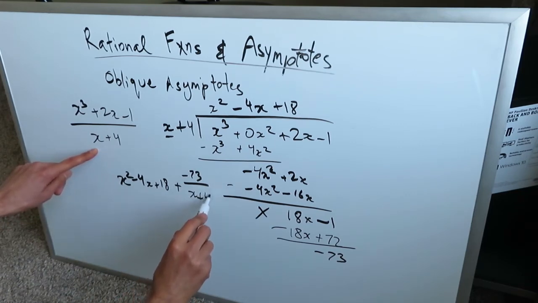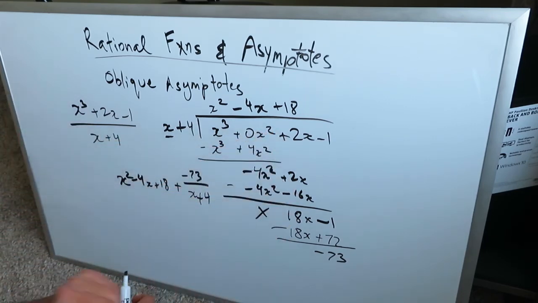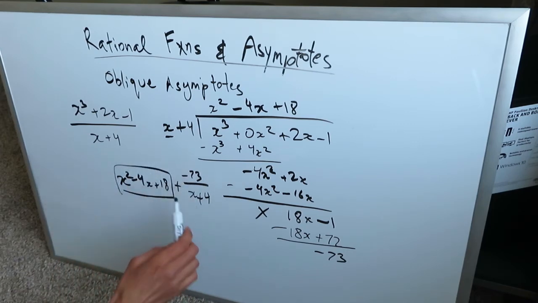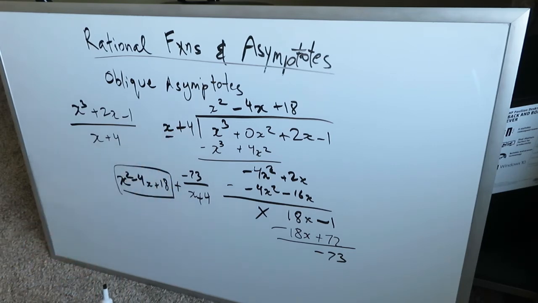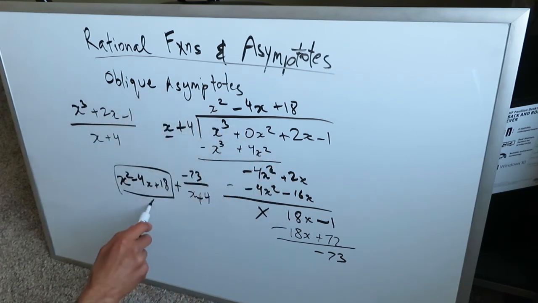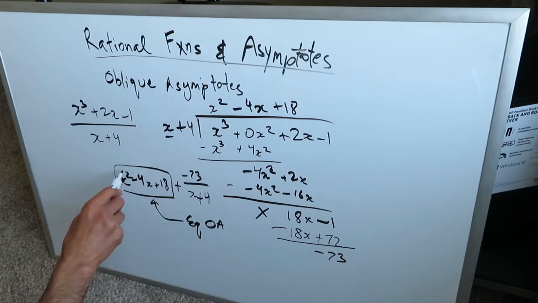x plus 4. So if you divide this polynomial, assuming I've not made any mistake over here, this right here is my answer. This part plus the remainder part, the remainder minus 73 out of what you were using as your divisor. So for the oblique asymptote, you have to know this procedure. Why? Because this right here will be your equation of the oblique asymptote.